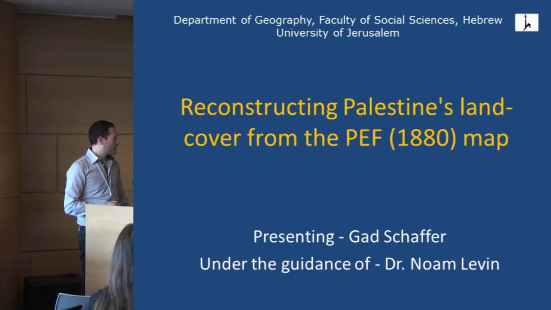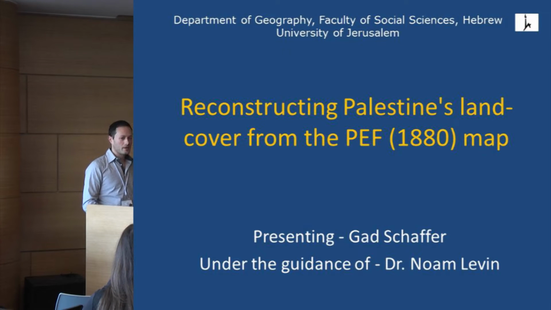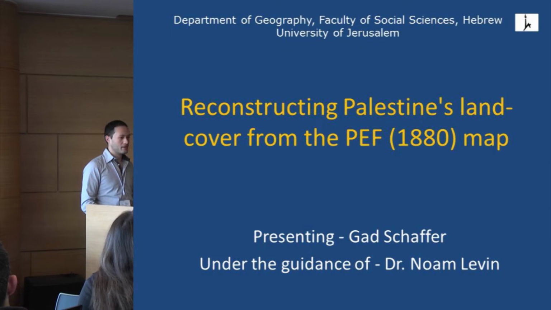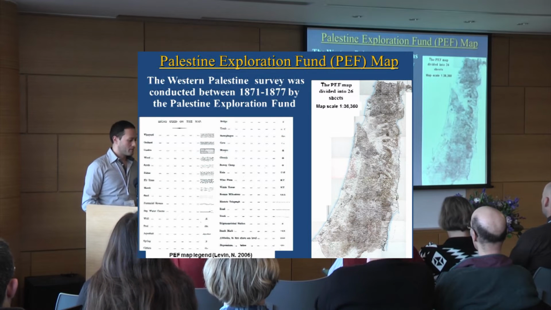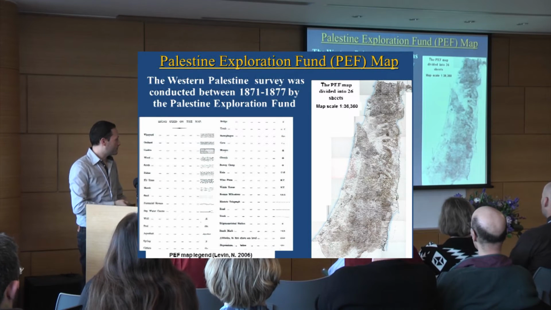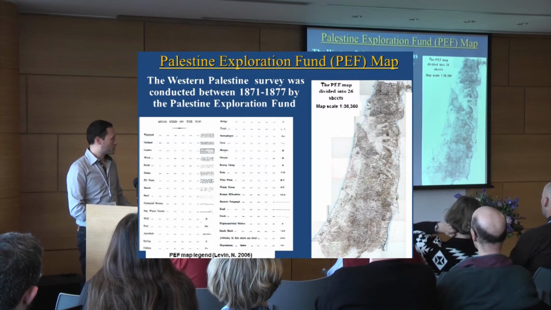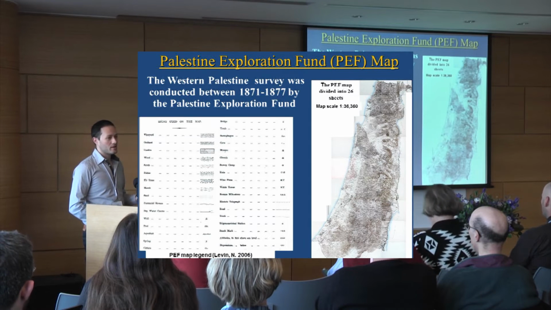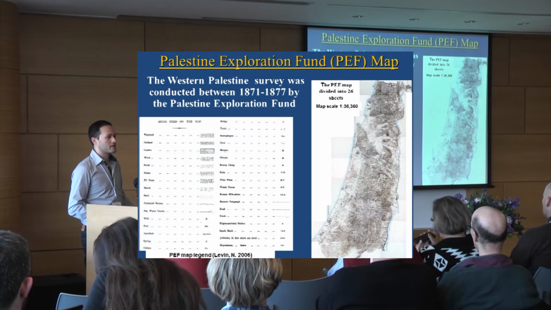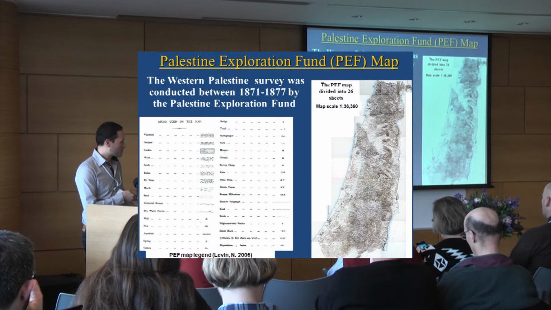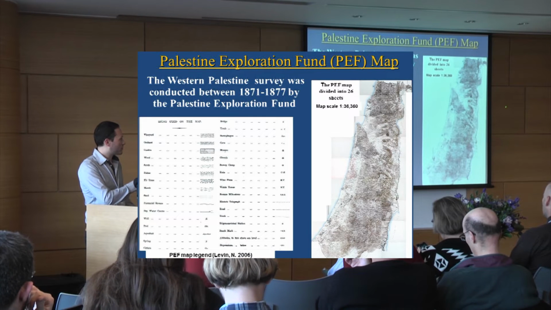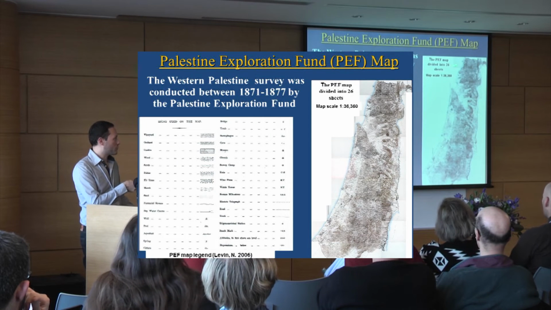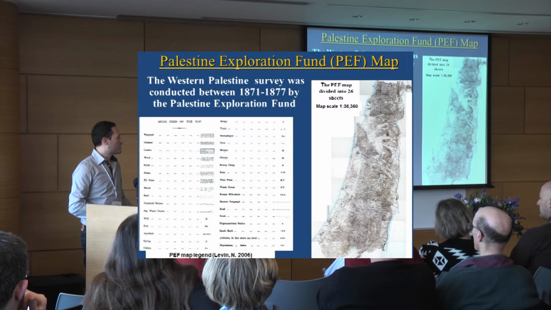Okay, good afternoon. I'm going to talk to you about one part of my PhD research, which is the reconstruction of 19th century Palestine based on the PEF map. As you see on the right, this is the PEF map. I will just give a short introduction to it. It was conducted between 1871 and 1877, and it was published in 1881. As you see, the map is from Beersheba to South Lebanon. However, my research went until the international border between Israel and Lebanon.